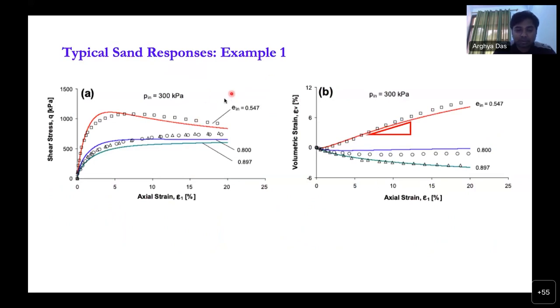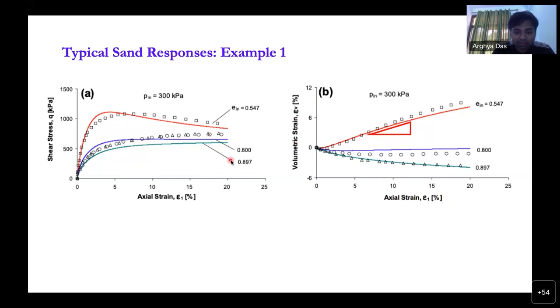This is a typical plot I'm showing for a sand having different initial void ratios. The drained triaxial tests have been done at the same confining pressure, but since they are performed on different densities, they will end up with different plastic behavior depending on relative density, whether it is a dense or dilative or compactive type of behavior. And if you see the strain response, the volumetric response, in this case, they are also quite different for different cases.